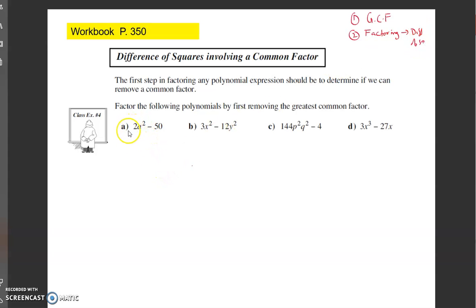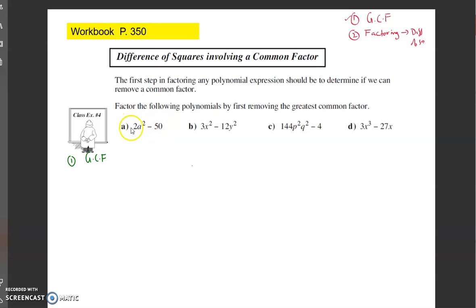If you look at part A and you don't try the first step of GCF, at a glance it will look like you cannot do this question, because when you try to take a square root of 2a squared, you'll be like, that's not possible. And neither can you take a square root of 50. So you think, I can't do any difference of squares here. The fact is, yes, you can, because we are missing the first step that we should be doing for every question, which is, if possible, take a GCF out.